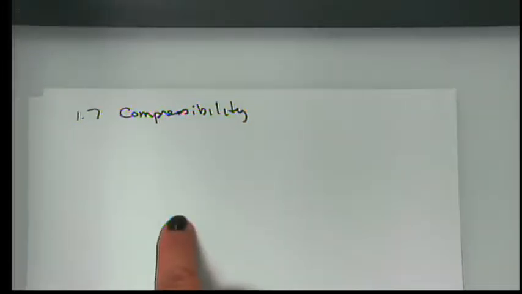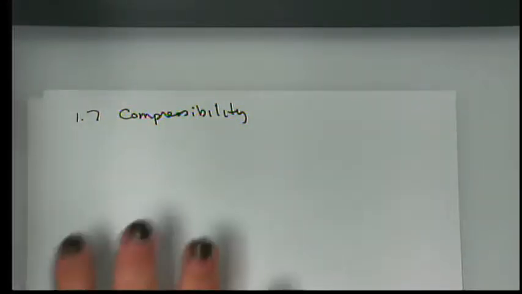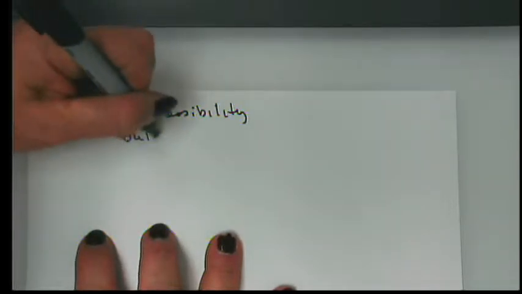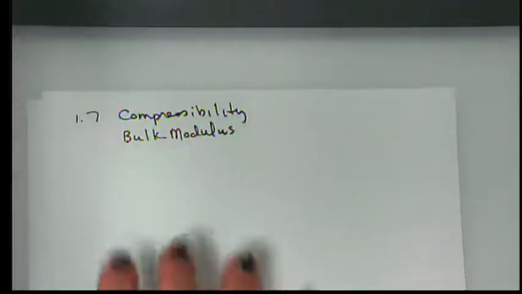All right. So going to the document camera, we're going to start with section 1.7 and start talking about the compressibility of fluids. The first thing about compressibility is that all fluids are compressible, but gases are much more compressible than liquids. One of the terms we can use to discuss compressibility is called the bulk modulus.